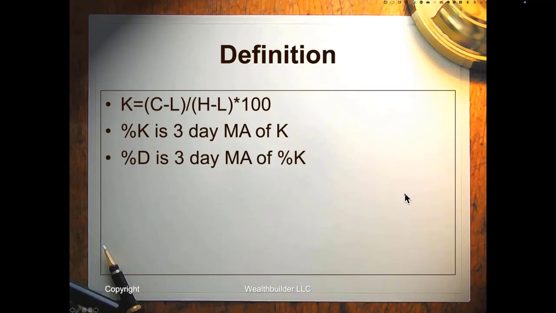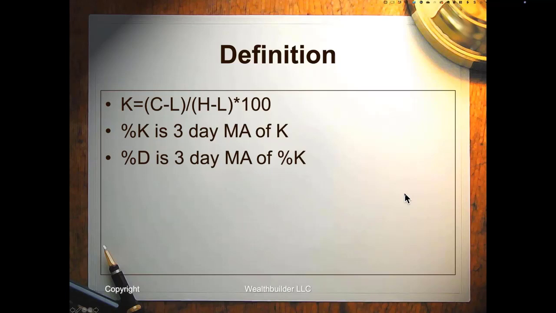So what really happens is that stochastics is giving us where, on average, the recent average, the price is closing in the day's range. So if we look at stochastics and it says that stochastics are 80, that means that on average, the market is closing in the 80th percentile of the day's range. It's closing in the upper half.